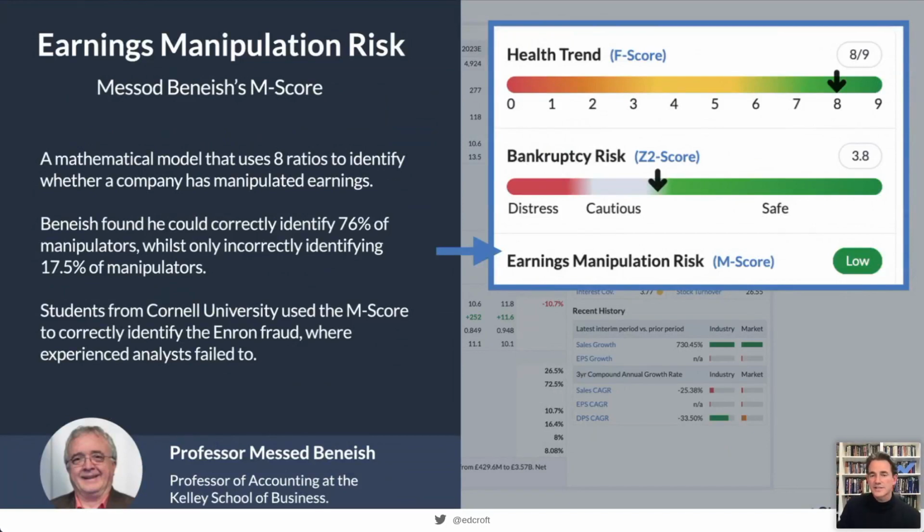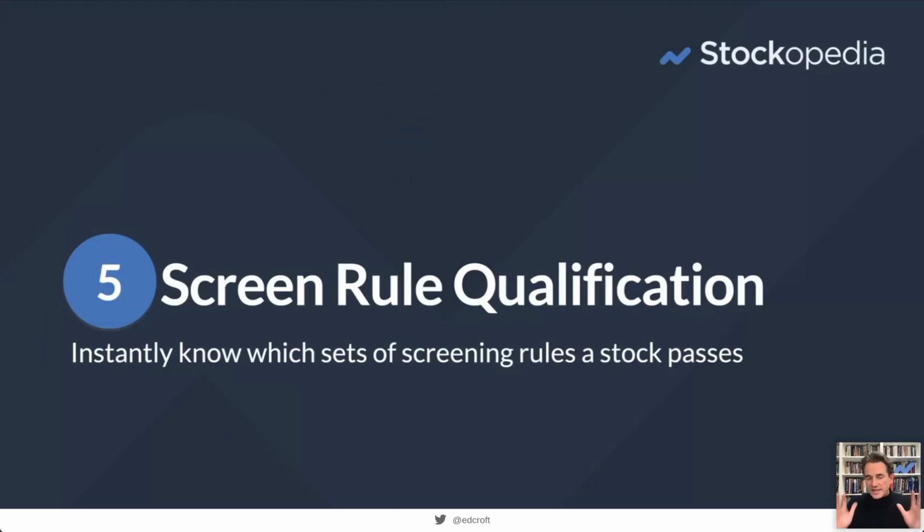And that can sometimes lead to creative accounting. So it's a very useful tool. Screen rules. Okay, number 5 of 7, by the way. And so, screen rule qualification. I find this quite useful.